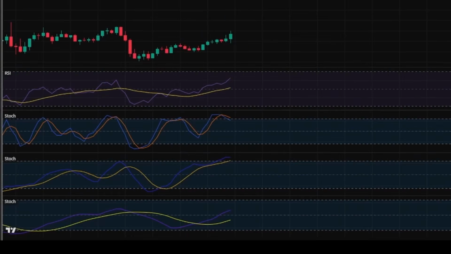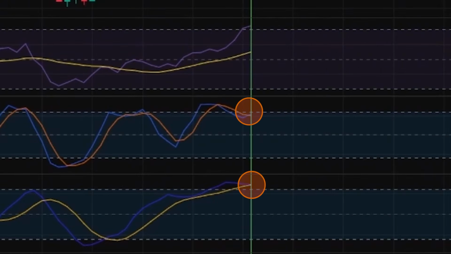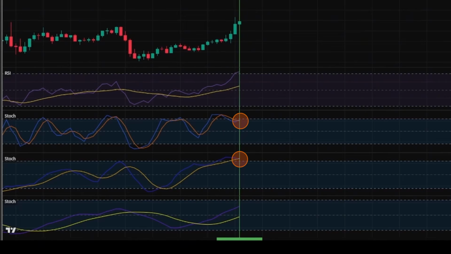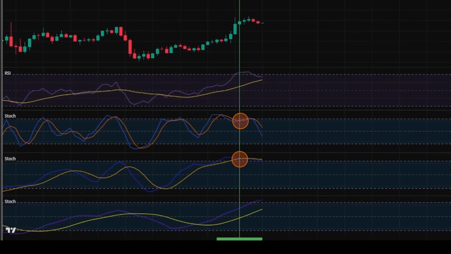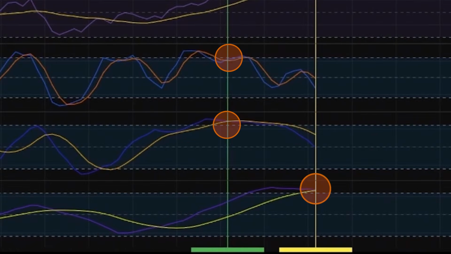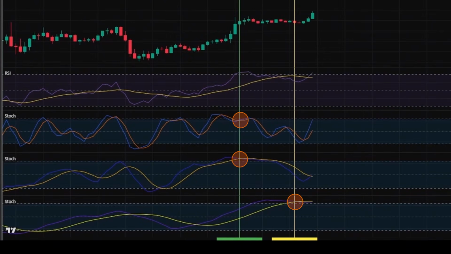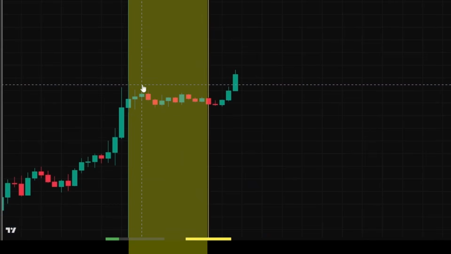Let's look at one more. Here the first and second signals overlapped together. The setup definitely looked promising, but what happened? Stop out. We would have taken a short here, right? Then we look at the highest point in the range. The moment price breaks above that level, you cut the trade immediately.